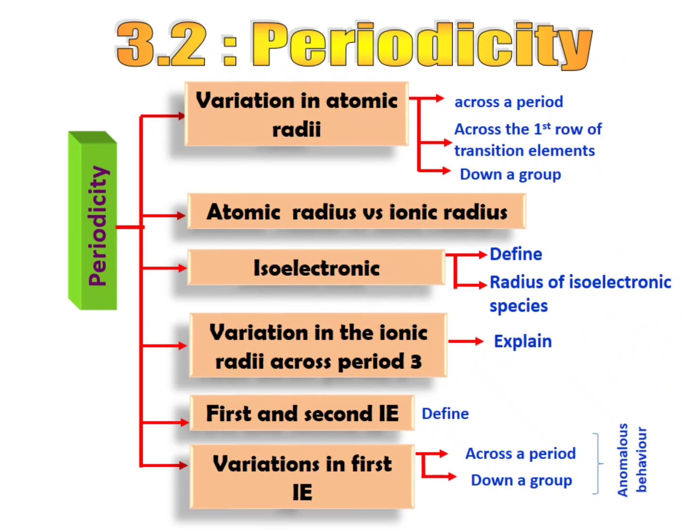Alright guys, so in this subtopic, we are going to focus on variation in atomic radii either across a period, across the first row of transition elements, down a group, atomic radius versus ionic radius, isoelectronic, and then the variation of the ionic radii across period 3, first and second ionization energy, and the variation in first ionization energy across a period and down a group, and also the anomalous behavior that happens in ionization energy.